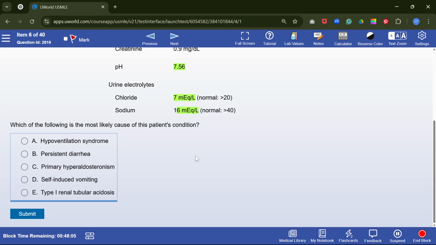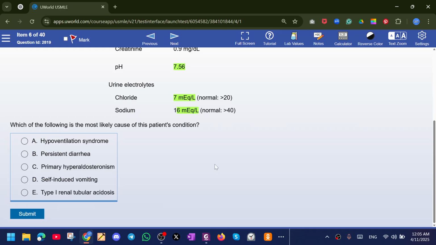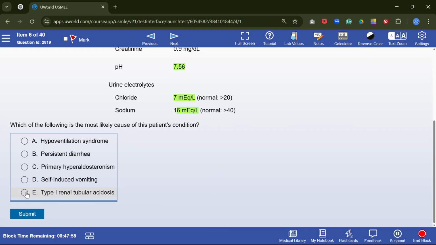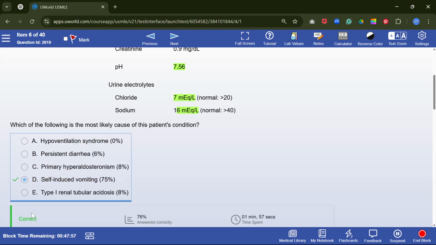Hypokalemic, hypochloremic, metabolic alkalosis. Self-induced vomiting.